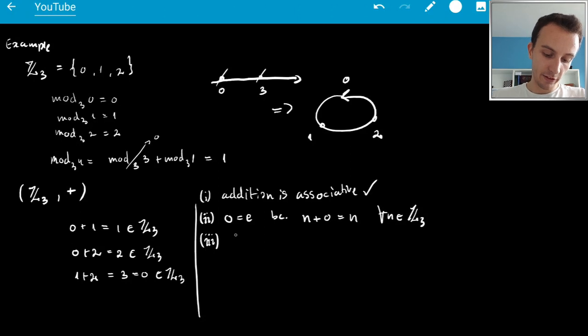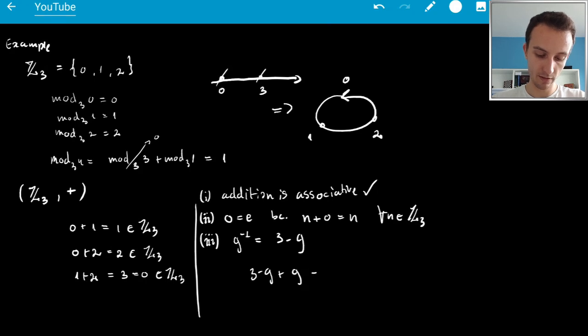And the third one, g inverse is basically 3 minus n. So n inverse is 3 minus n, because 3 minus g plus g is 3, which is 0. The reason I write 3 minus g is that this minus is just the arithmetical minus, it's not defined in the context of the group. So 0 inverse is 0, 1 inverse is 2, 2 inverse is 1, and so on.